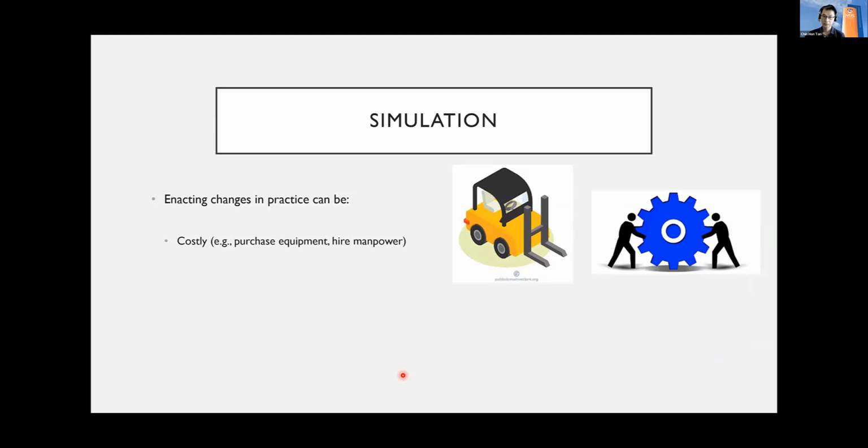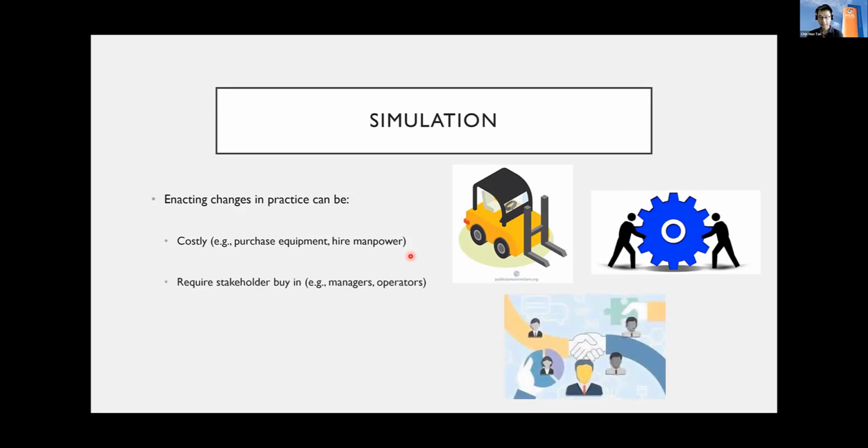Besides the purchasing of equipment, you could also be thinking about hiring manpower. Perhaps we don't have enough manpower. Imagine you are running a hospital, and we are asking the question, how much reduction in the waiting time are we going to be able to achieve if we hire one more doctor or one more nurse? You could make these changes, but it is going to be costly.